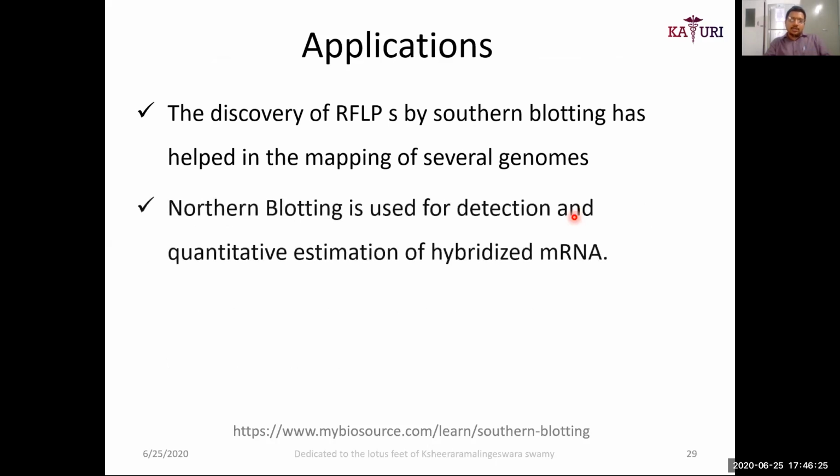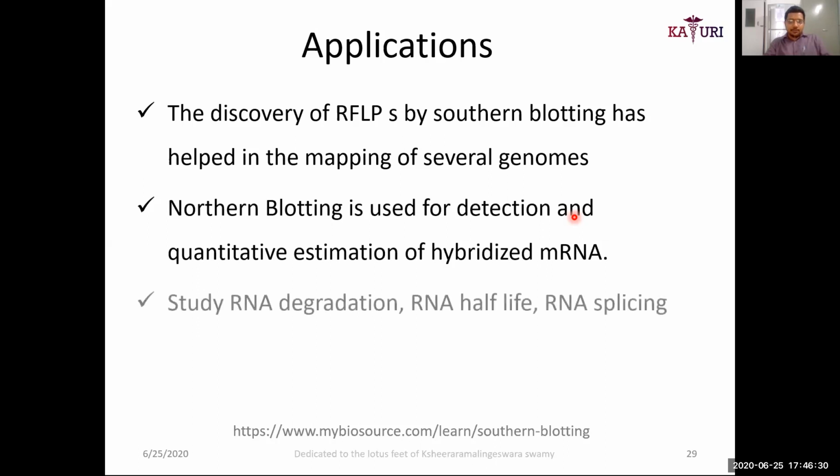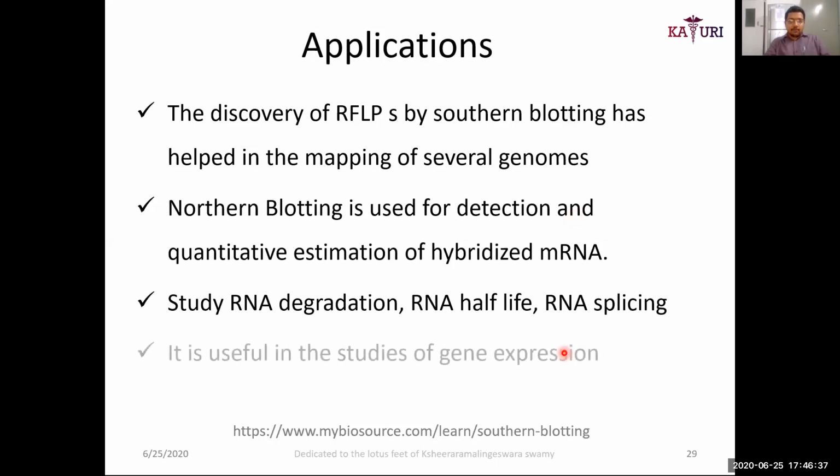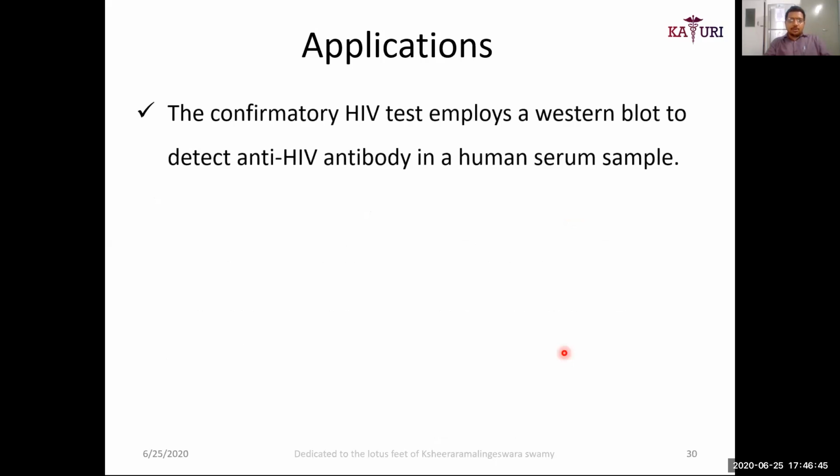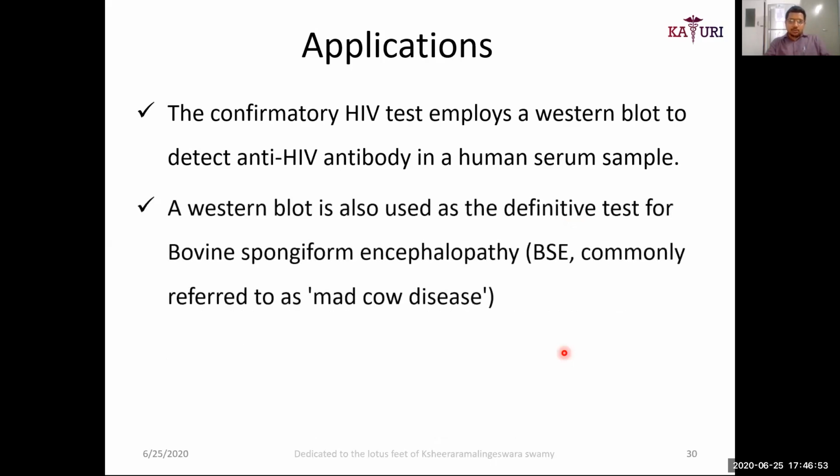And northern blotting can be used to estimate the RNA quantitatively by hybridization, study RNA degradation, RNA half-life, and also RNA splicing. Okay, and apart from this, it is also useful in studying the gene expression. And finally, come to the western blot. It's a confirmatory HIV test that employs a Western blot to detect anti-HIV antibody in human serum sample. Western blot is also used as a definitive test for bovine spongiform encephalopathy, referred to as mad cow disease. These are the different applications of blotting techniques.